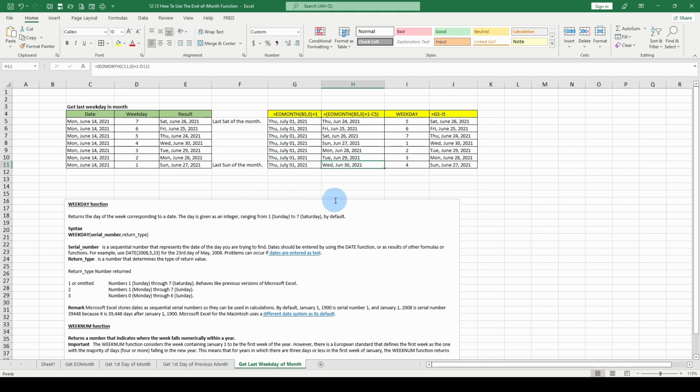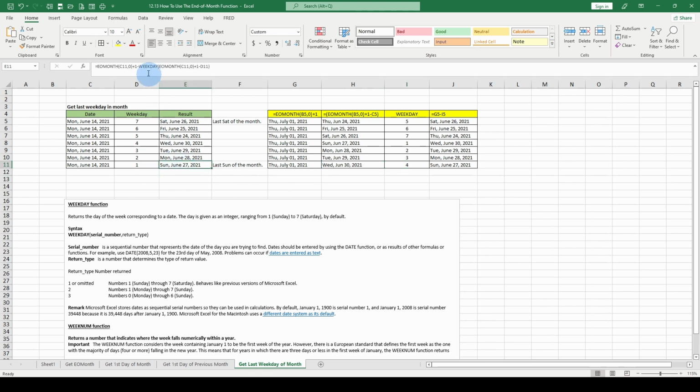And the weekday formula using this structure shows June 30, 2021. This is end of month minus C5, or in this case, end of month minus C4, which ends up being the equivalent of weekday 4. And all we're doing is subtracting 4 from July 1st. And I know you're going, what in the hell are you talking about?